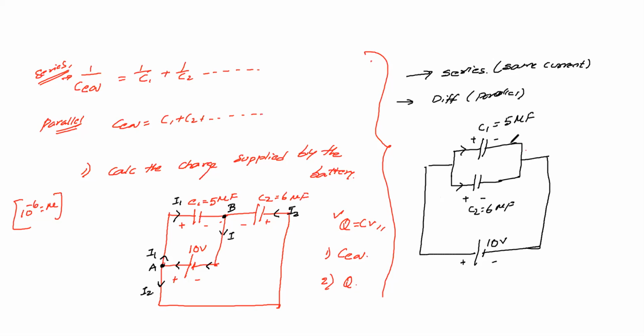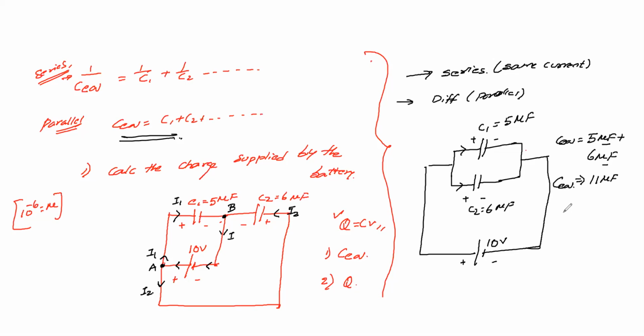For a parallel connection, what is the formula? C equivalent is equal to C1 plus C2. So C1 is 5 microfarad plus C2 is 6 microfarad. Remember, if both have the same unit, microfarad and microfarad, we can add them directly. 5 plus 6 is 11 microfarad. If the prefixes are different, then we have to cross check it.